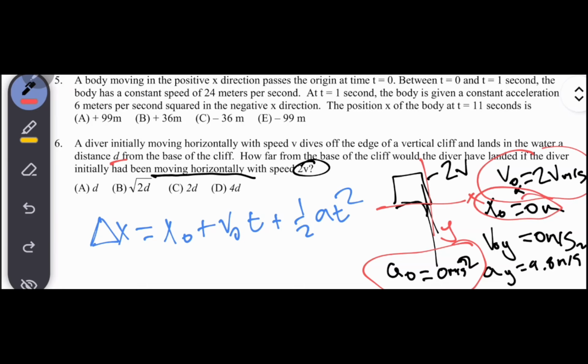So taking what we know and plugging into our equation, we have delta x, which is what we're solving for, is equal to the initial position, which is just 0, plus 2v times t plus 1 over 2 times our acceleration, which is 0, times t squared. And what you'll notice on this right side is since this acceleration is 0, this whole thing can just cancel out. So then we'll have delta x is equal to 2v times t.